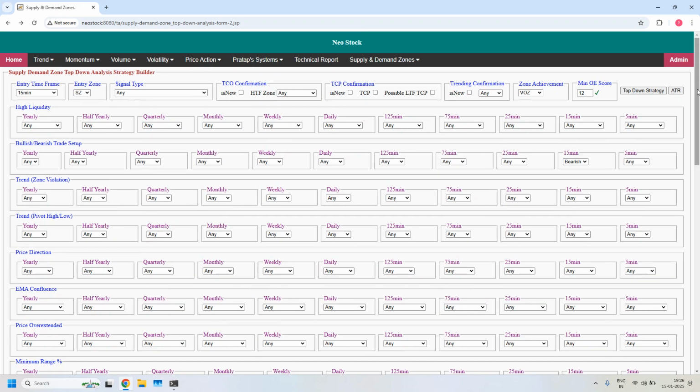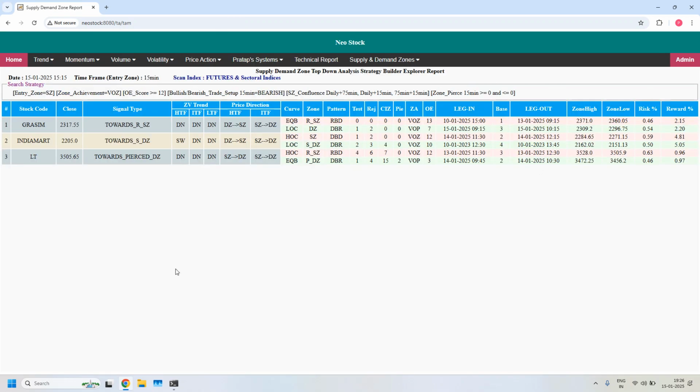With all the 3 filters, LTF, ITF, HTF supply zone confluence, we got 3 stocks. In these 3 stocks, these 15 minute supply zones are part of the 75 minute supply zone, both together again part of the daily supply zone. And daily trend is down in 2 stocks. If daily supply zone is having daily EMA, they are even more high probability trade setup supported stocks.